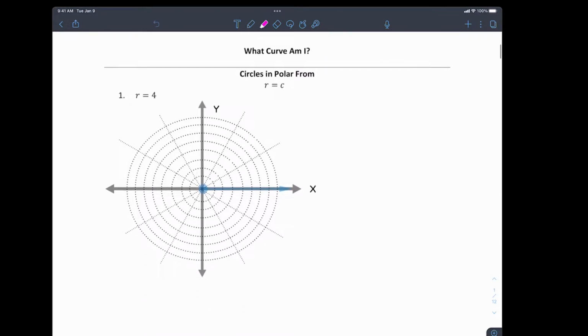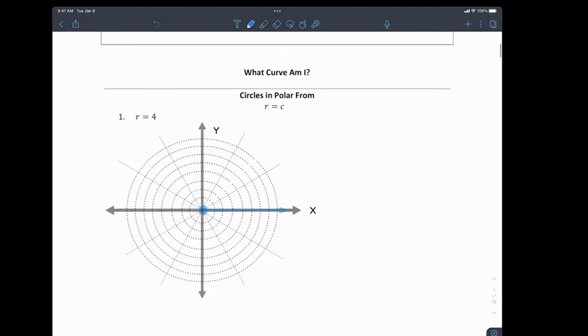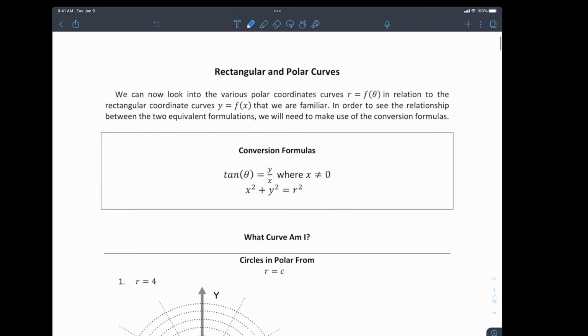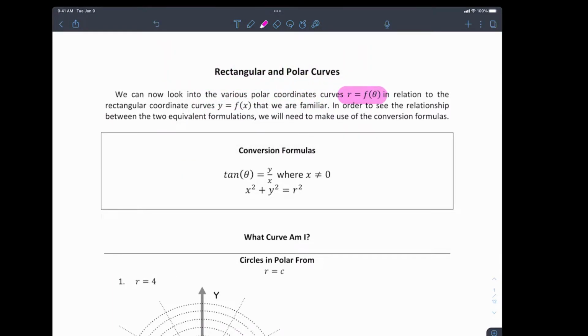So I'm going to start, ladies and gentlemen, with this kind of exercise saying to people, hey, what kind of curve am I? And so what I'm really doing is saying to you the following. Let's go back and read. It says this: we can look into the various polar coordinate curves where this is function notation here, r is f of theta, in relation to the rectangular coordinate curve y is f of x that we're familiar with.